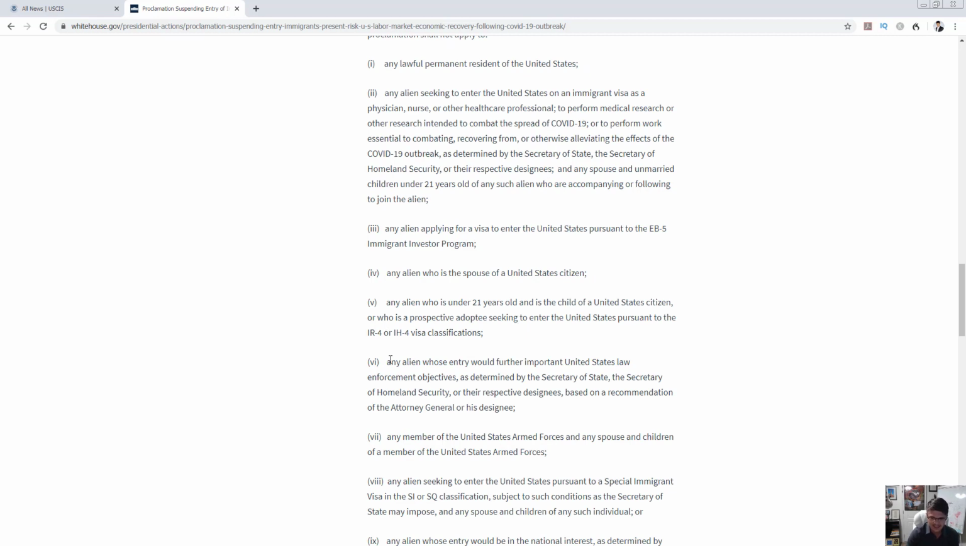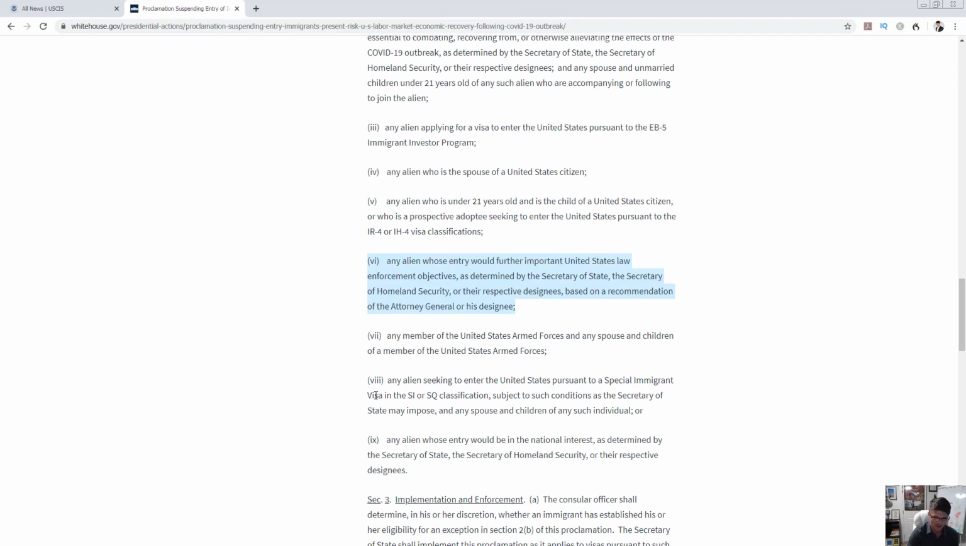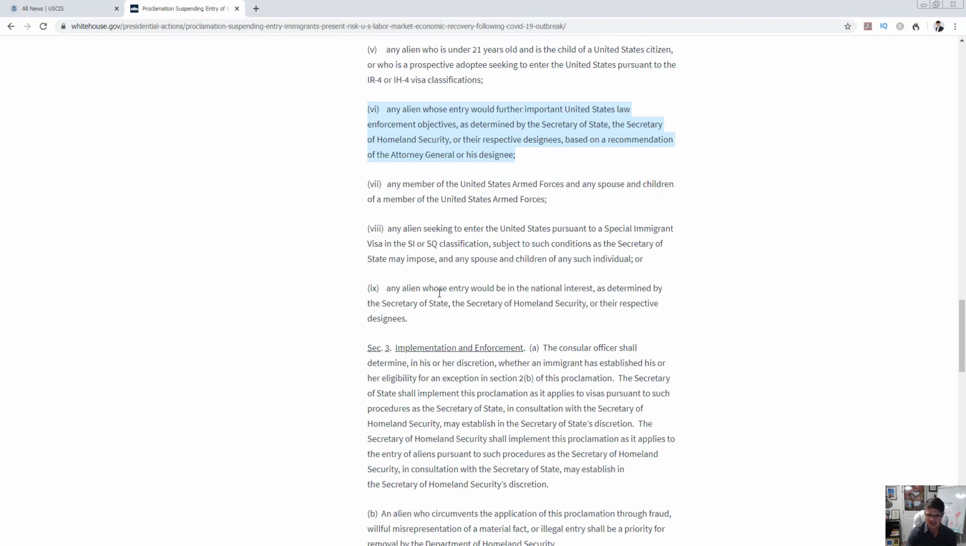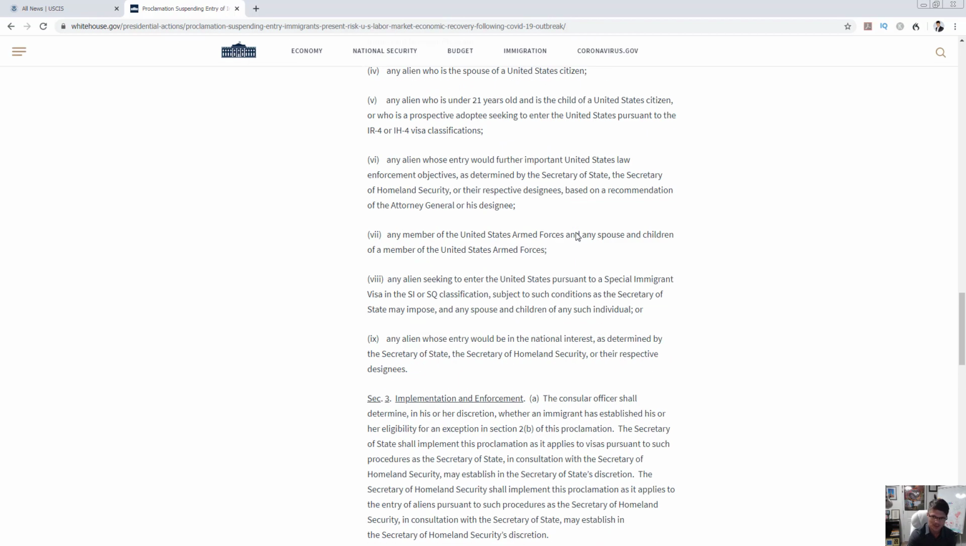All right. Any alien whose entry would further important United States law enforcement objectives as determined by the Secretary of State, Secretary of Homeland Security in their respective designees. Okay, so this very narrow one does not apply to a lot of people, but again, just keep in mind. Any member of the United States Armed Forces, any alien seeking to enter the United States pursuant to a special immigrant visa in the SI or SQ classification, subject to such conditions as the Secretary of State may impose. Any alien whose entry would be in the national interest or determined by Secretary of State. Again, very, very narrow ones, but again, something to keep in mind.